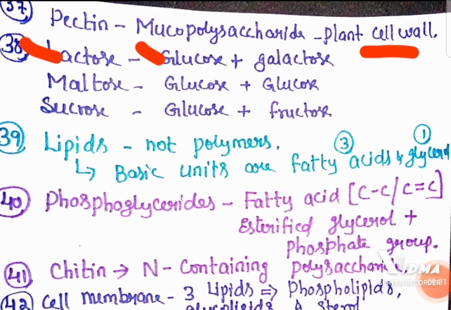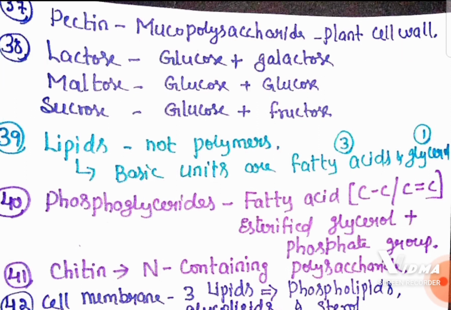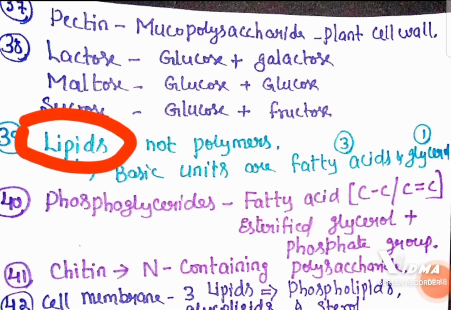Lactose is a disaccharide made up of glucose and galactose. Maltose is a disaccharide made up of two monosaccharides, that is glucose. Sucrose is also a disaccharide made up of glucose and fructose. So maltose is a homodisaccharide, lactose and sucrose are heterodisaccharides. And among the biomolecules, lipid is not a polymer.